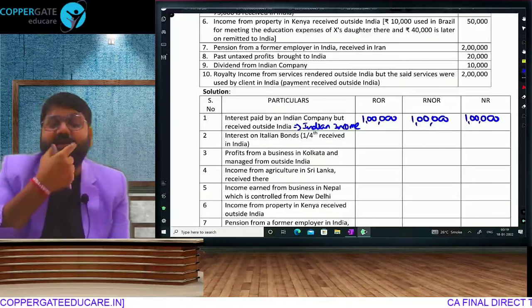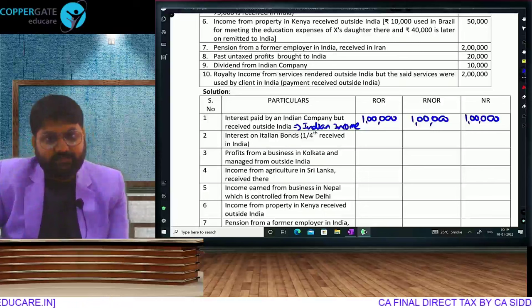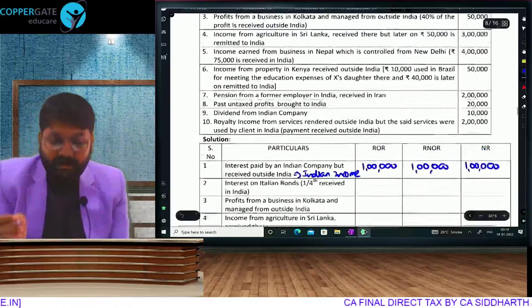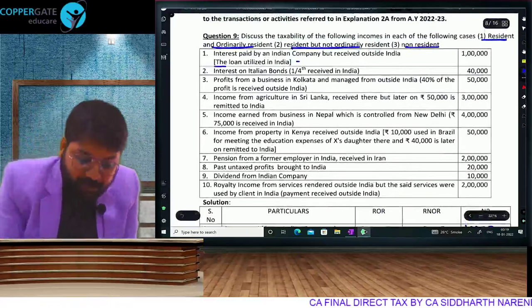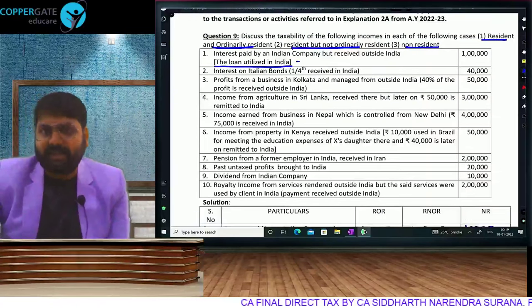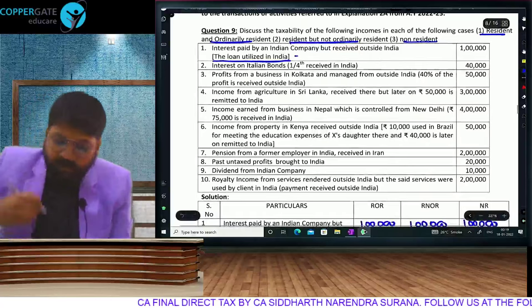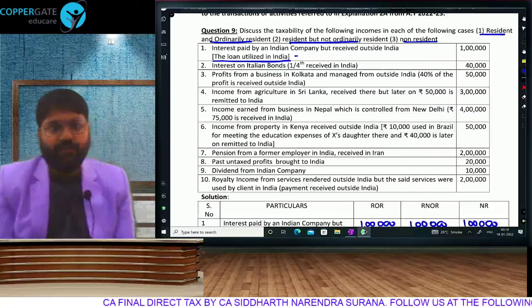And that is how we are able to decide the taxability of incomes in our country? Yes, sir. And do you understand that if you don't read the question properly, if you just miss one line, how dangerous it can be in deciding the taxability of any income? Very good. Let's go ahead. See if you don't make a mistake now.